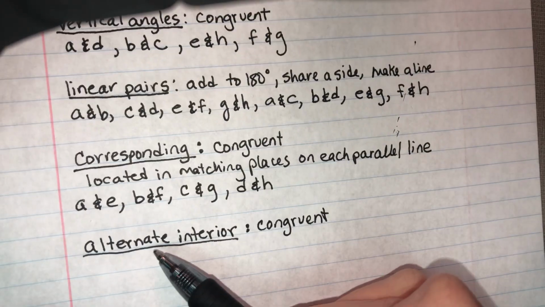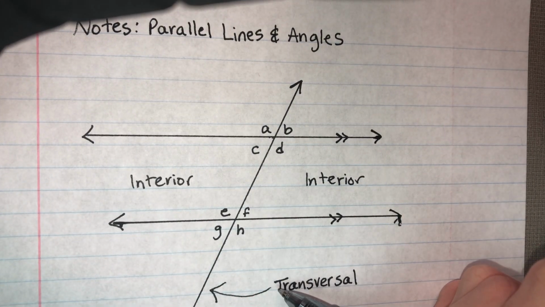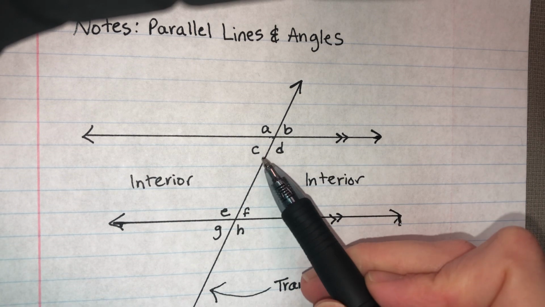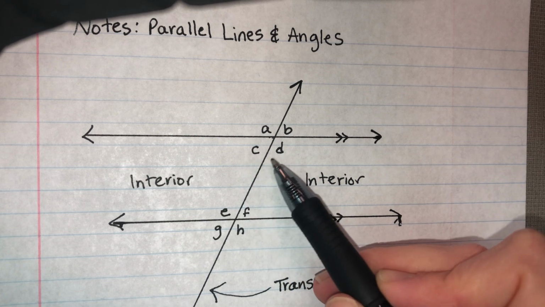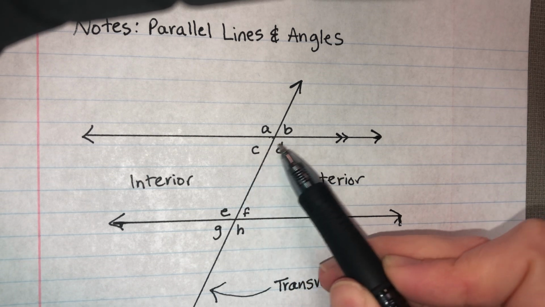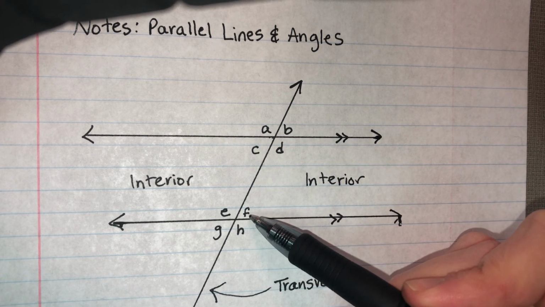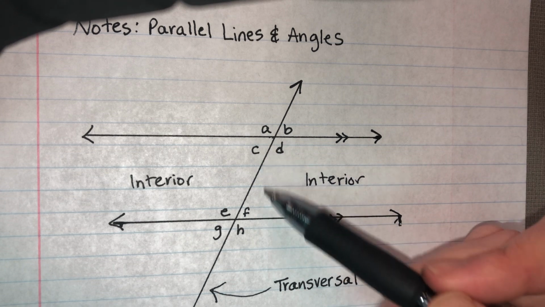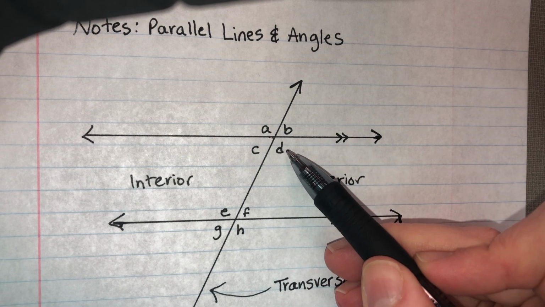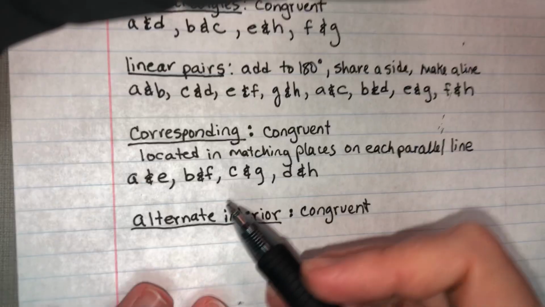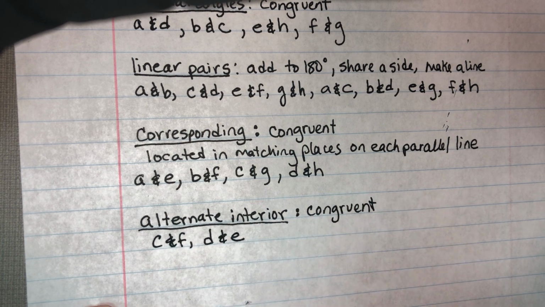Now, the word alternate means that they are on opposite sides of the transversal from each other. But angle C and angle D are not alternate interior because they are not congruent. Angle C is acute, angle D is obtuse, okay? So the alternate interior angles are C and F. They're kind of like catty corner from each other. So C and F are alternate interior. And then the other pair is D and E, okay? C and F, D and E.